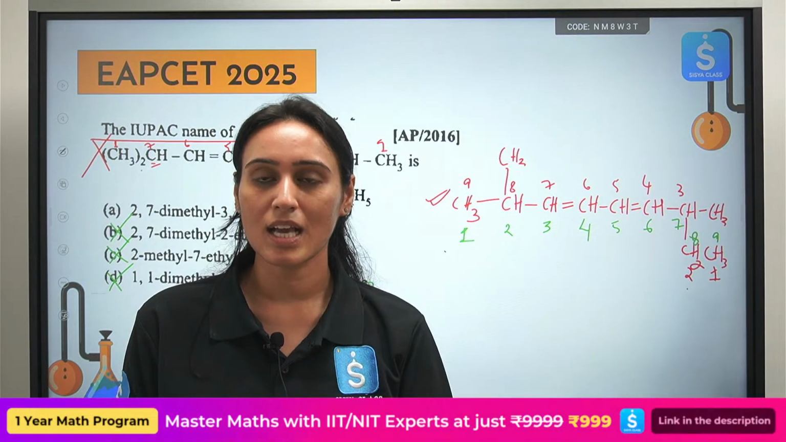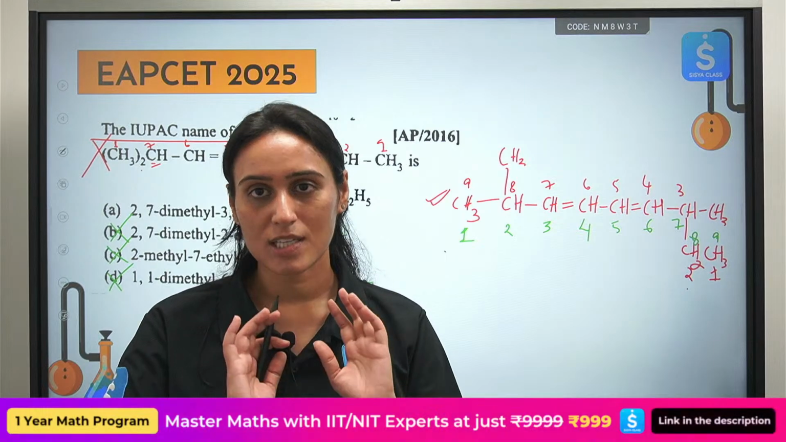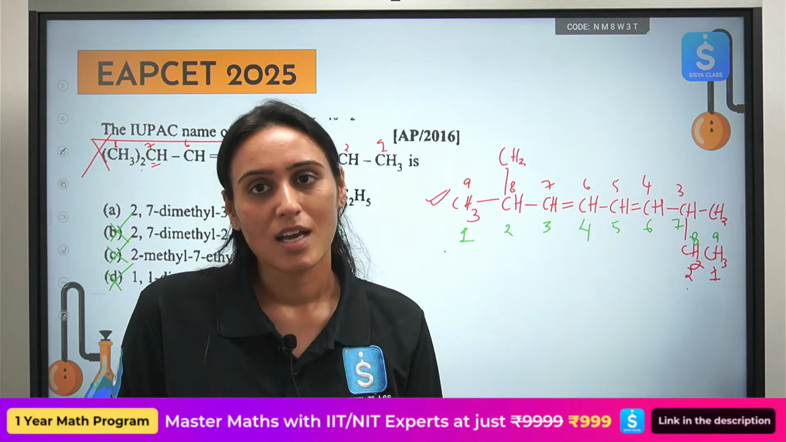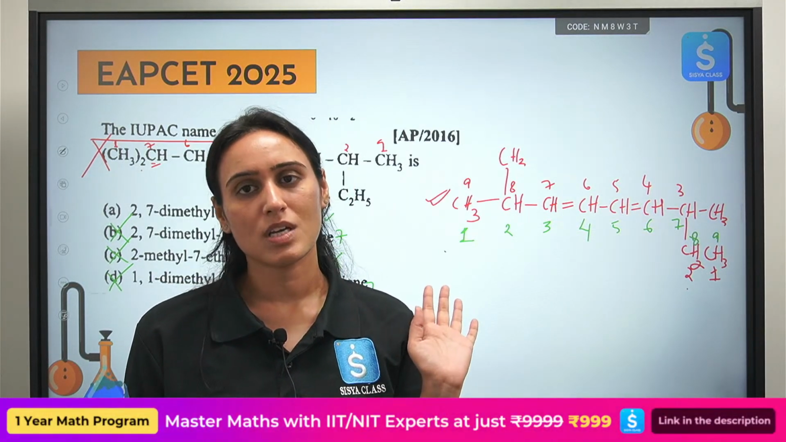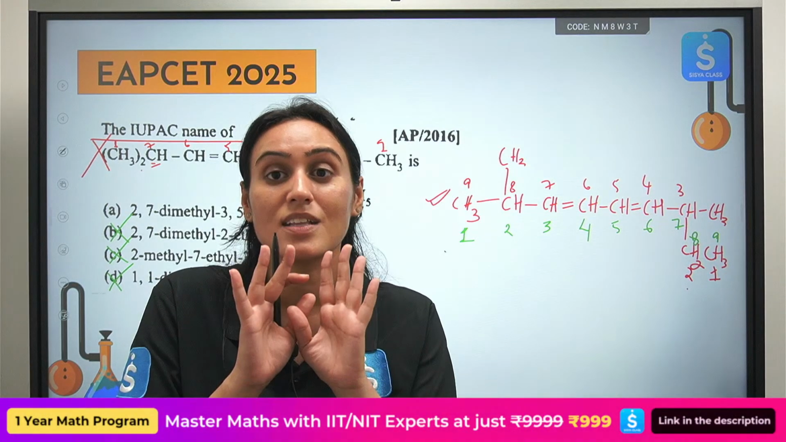But we have learned something extra also, that from which side we will do the numbering. Let's cross check whether we have done the numbering correctly or not. Otherwise, it is not required for this question at least, because you can give the correct answer just by counting the number of carbon atoms. That is all you have done.